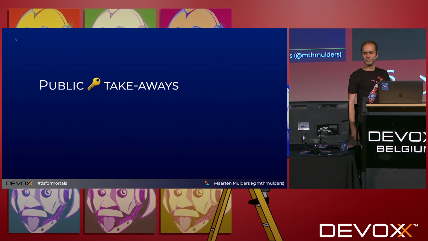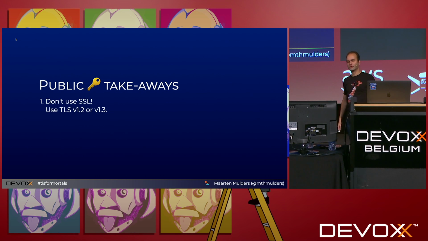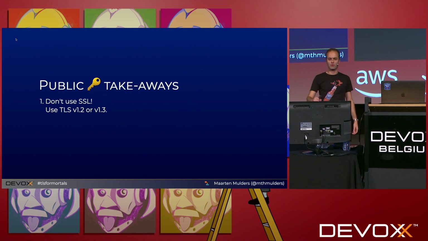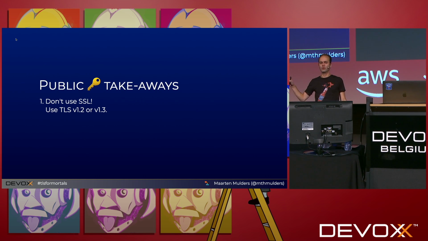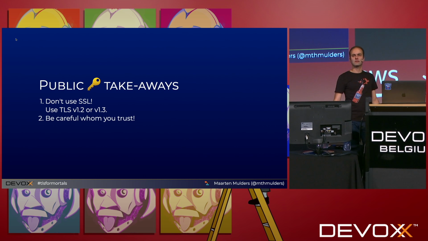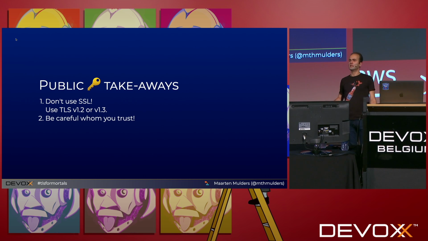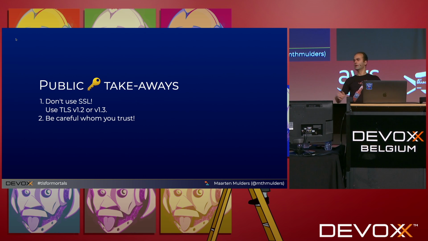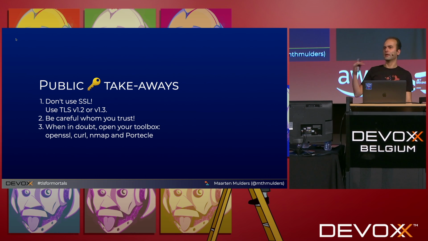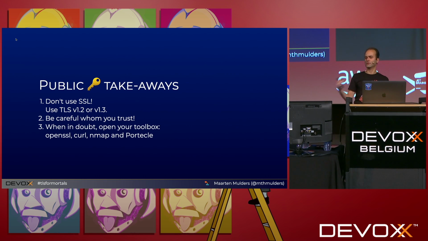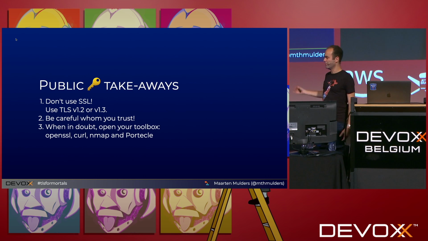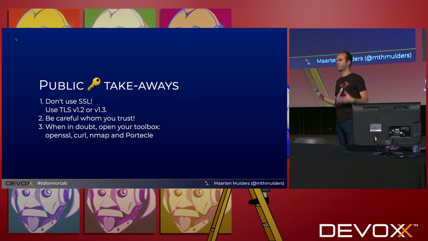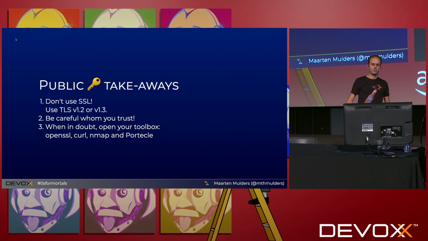So, before you leave the room, there are a few key takeaways. First of all, don't use SSL anymore. Don't use TLS 1.1. Use TLS version 1.2 or 1.3. Second, if you are using transport layer security, take care in whom you trust. By default, there's 160 CAs, and you probably don't trust all of them, especially not if you're running secure communication inside your organization. And finally, when in doubt, when in trouble, open your toolbox and know how to use it. Tools like OpenSSL, curl, Nmap, Portecle can be very convenient to actually pinpoint what's going on and be more successful in building this connection.